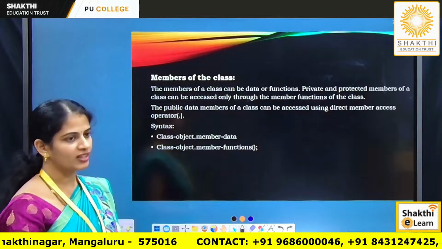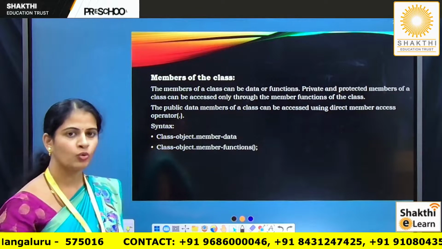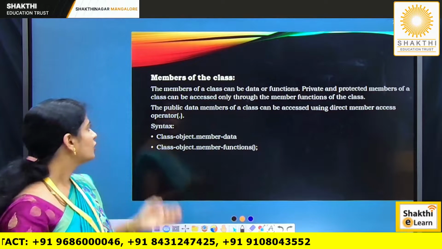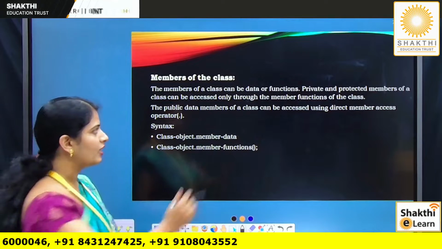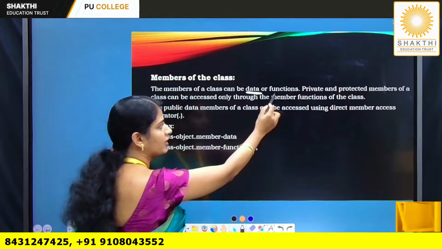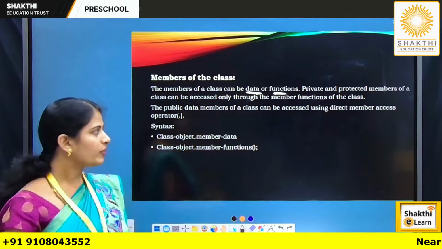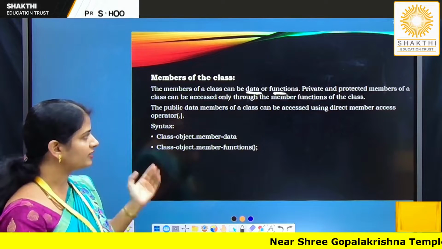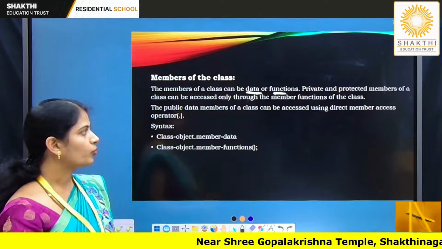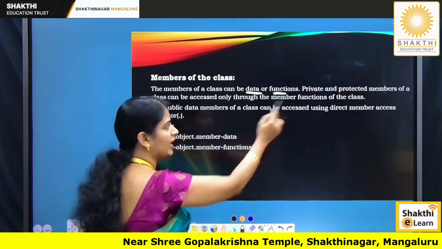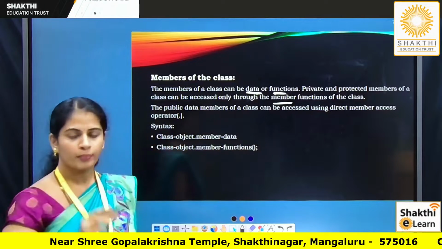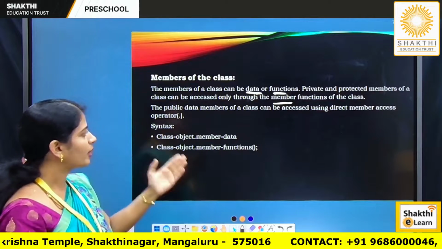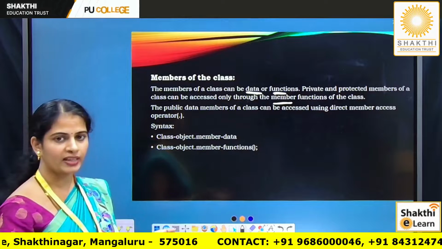Now the members of the class. What are called members of the class and how to define them? Members of a class can be data or functions. If you have data or functions, these are called members of a class. Private and protected members of a class can be accessed only through member functions. So member functions can access private and protected members, but private and protected members cannot be accessed outside the class. Public data members can be accessed directly or indirectly by other members.